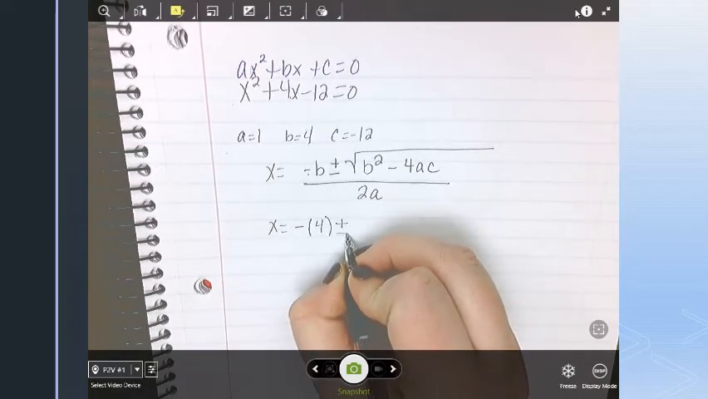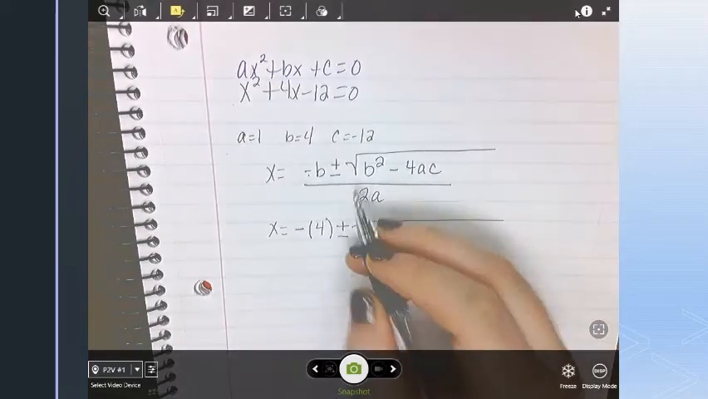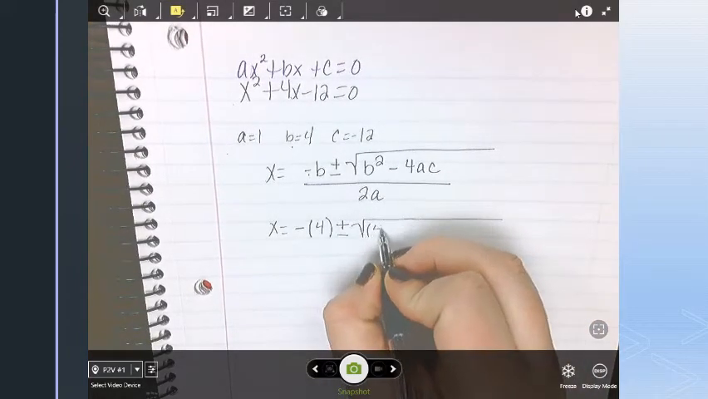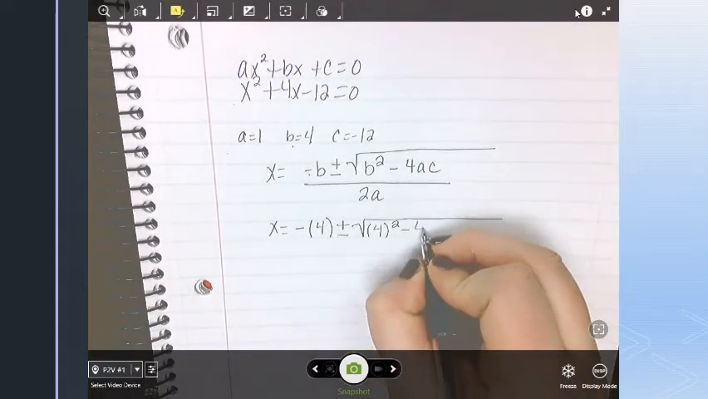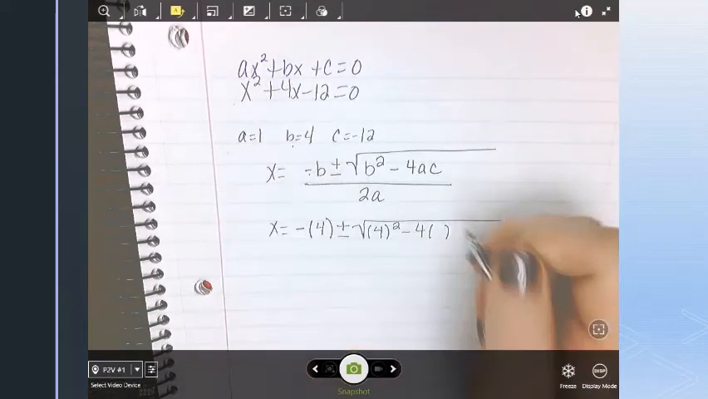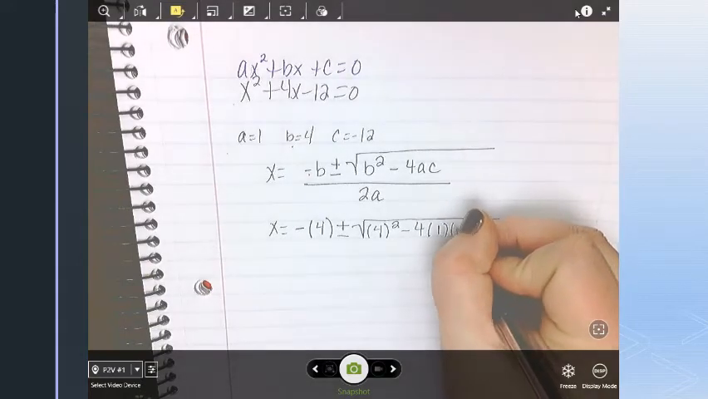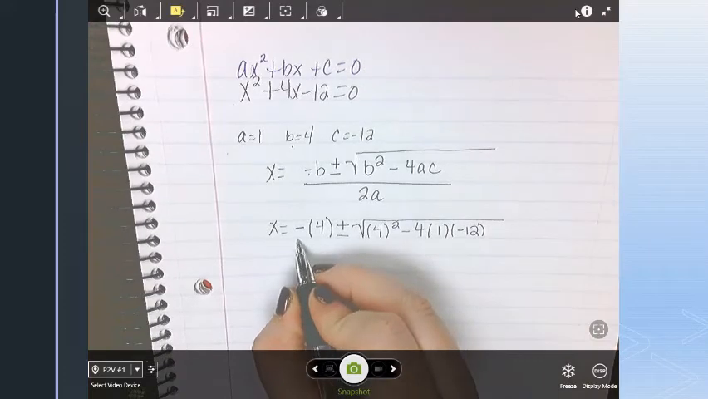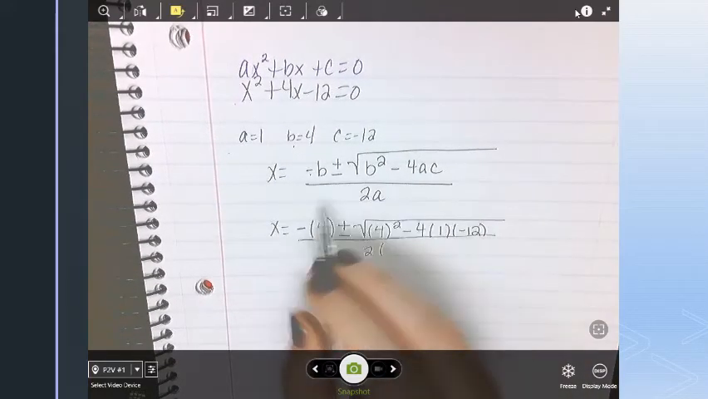Plus or minus the square root. Now, what is our B? Our B is 4. We're going to do 4 squared minus 4 times our A, which is 1, times our C, which is negative 12. And that's all over 2 times A. A is 1.